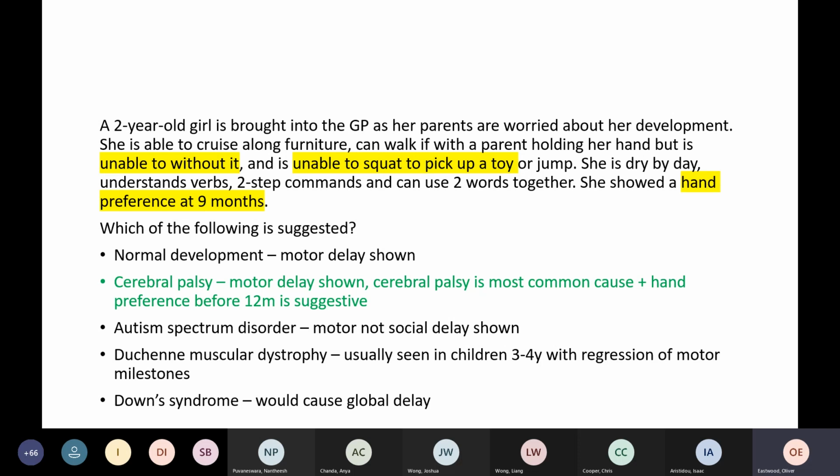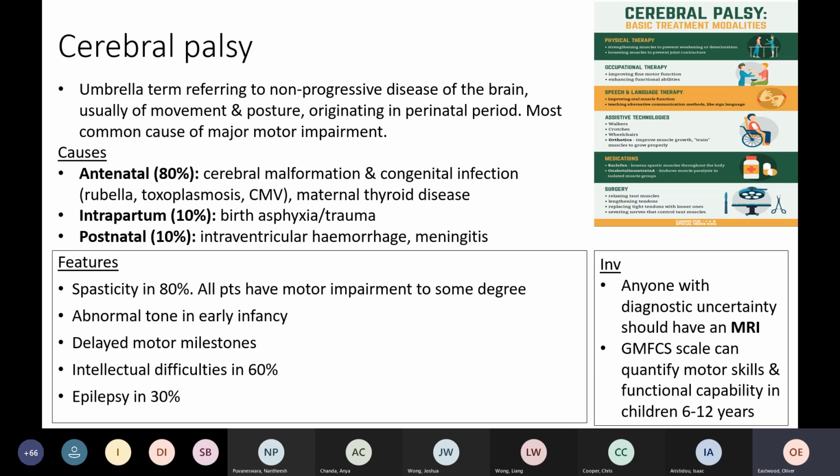So UCL do love a question just giving you a load of milestones that this kid can and can't do, and then saying, is this normal development, or what delay is it? And milestones will come up. So on to cerebral palsy.